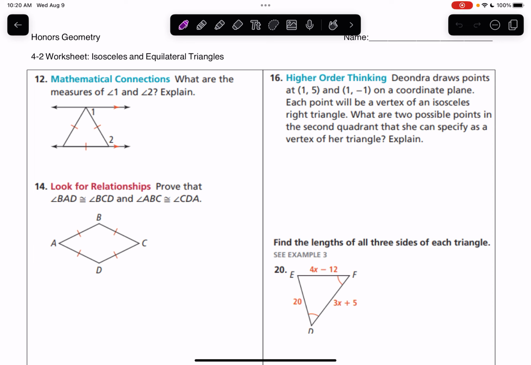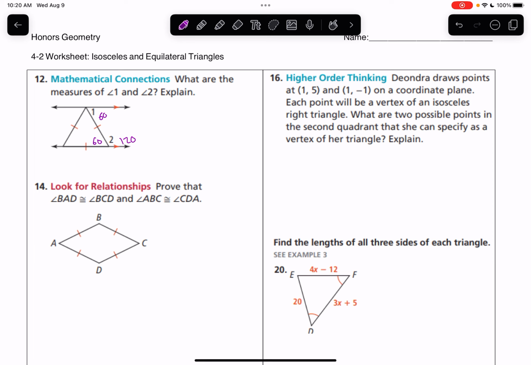Starting with number 12, what are the measures of angle 1 and angle 2? Explain. Well, of course, we have an equilateral triangle in here, and we know that all equilateral triangles have angles of 60, 60, and 60. So if this is a 60-degree angle, this exterior angle is going to be 120 degrees. And because the lines are parallel at the top and bottom, angle 1 and angle 2 are same side interior angles, which are supplementary. So angle 1 is also 60 degrees.